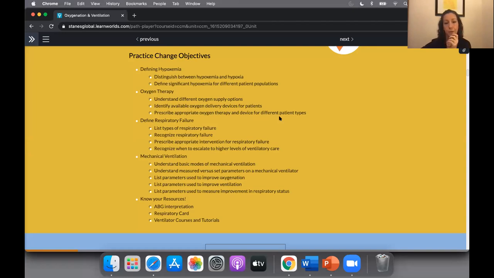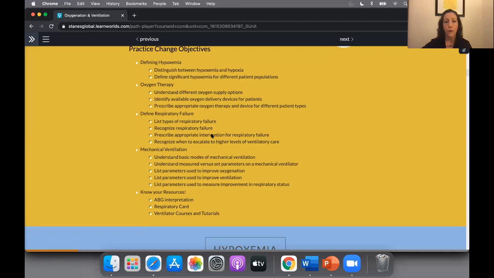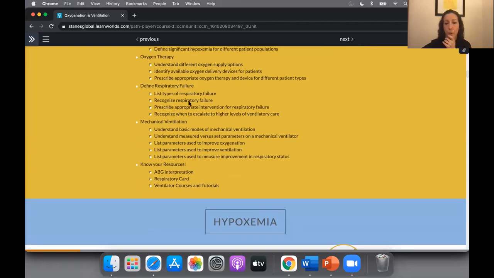We're going to define respiratory failure, list the different types. So understanding the different types of respiratory failure is important, but what is probably more important is that we recognize it when we see it. So we'll talk about how to recognize respiratory failure in our patients. And then again, the action is to prescribe an intervention that's appropriate for the respiratory failure. And then when we're supporting respiratory failure, it's probably even more important to recognize when what we have prescribed or the intervention that we have taken to support our patients is no longer working. So we really want to recognize when to escalate to higher levels of ventilatory care.